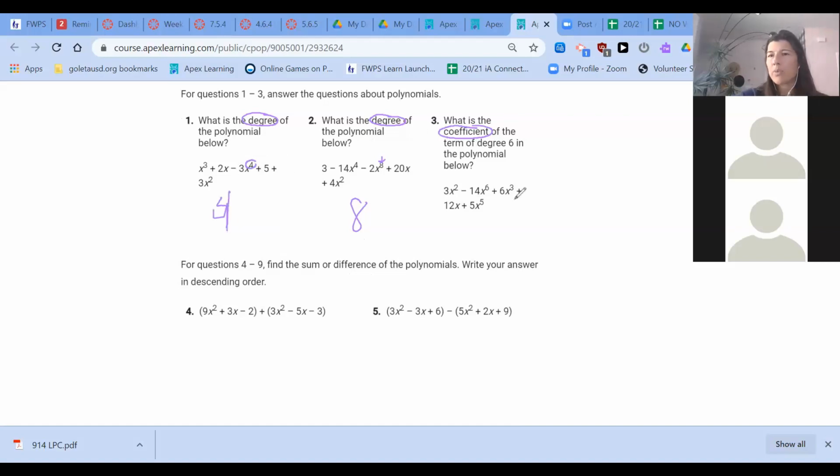All right. Now switching it up, coefficient. It says, what's the coefficient of the term of degree 6 in the polynomial below? Okay, so we're looking at this term. Well, this is the degree. The only other thing that we have in this problem is the number out in front. Okay, and that's your coefficient, and it includes the sign. So your coefficient in this one is -14. Good, so -14 is the coefficient. All right.